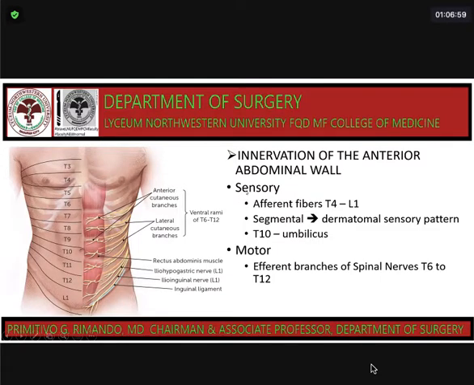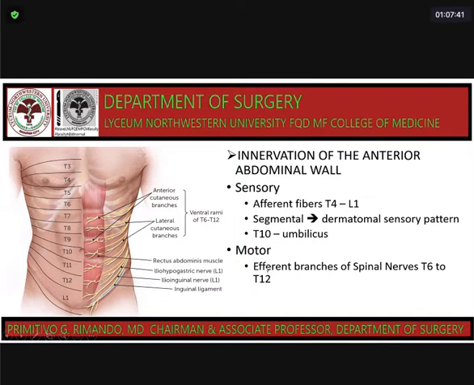Okay. So sensory-wise, you have afferent fibers from your T4 to L1. Okay, and this is segmental. So remember, your sensory is segmental, and you may be familiar with this one, the dermatomal sensory pattern. Of course, the easiest to remember would be your T10, because that is at the level of your umbilicus. So sensory, you have your dermatomal sensory pattern.